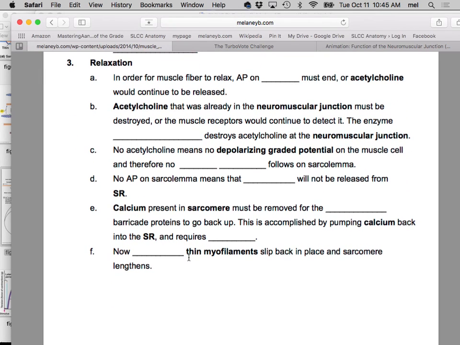Now, the blank thin myofilaments. Which ones are the thin ones? Actin. Thin myofilaments slip back into position, and the sarcomere lengthens. You did it. Let me ask you one more time. Which protein has the head? Which protein has the active sites? Actin.